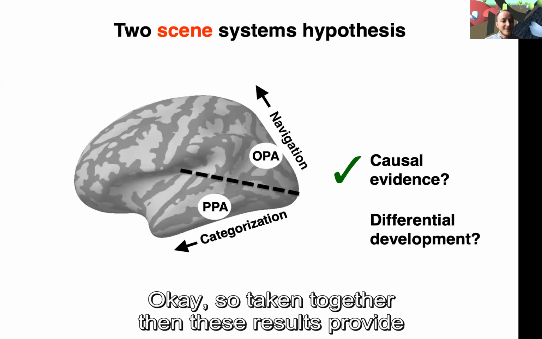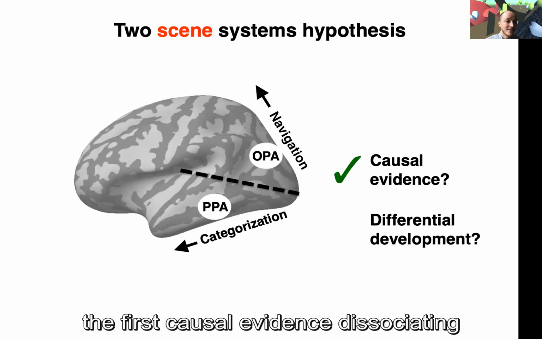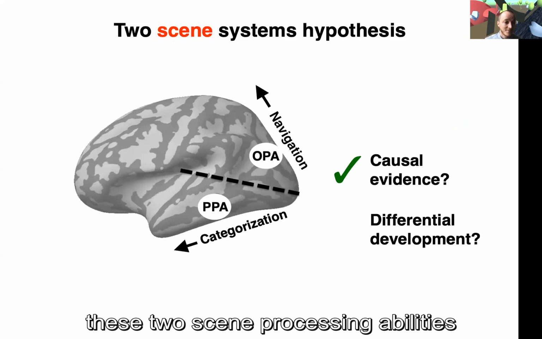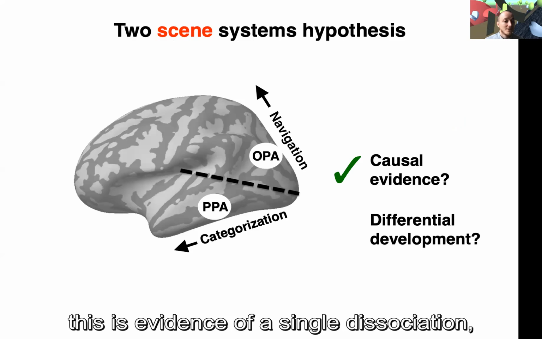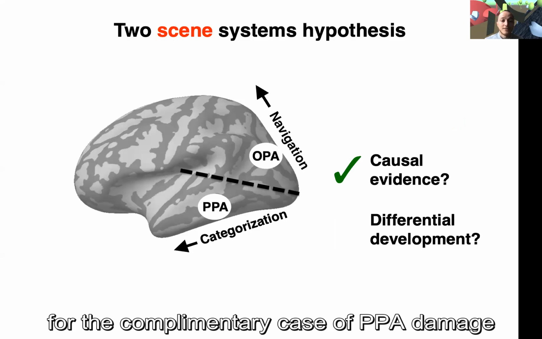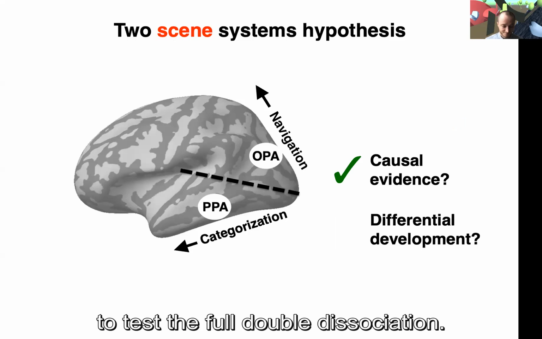Okay, so taken together then, these results provide the first causal evidence dissociating these two scene processing abilities. And critically, of course, this is evidence of a single dissociation. So in ongoing work, we are searching for the complementary case of PPA damage to test the full double dissociation.